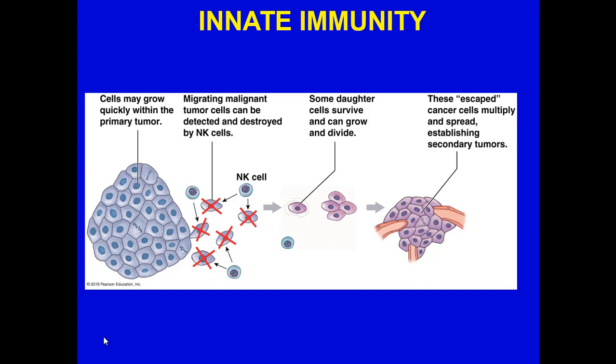Sometimes these progeny of these migrating tumor cells will later on survive. They'll pass through either the circulatory system, pass through the blood, and basically go into another area of the body, or they will go through the lymphatic system and go to some other area of the body and then begin to grow and divide. So this is where we talk about escaped cancer cells.